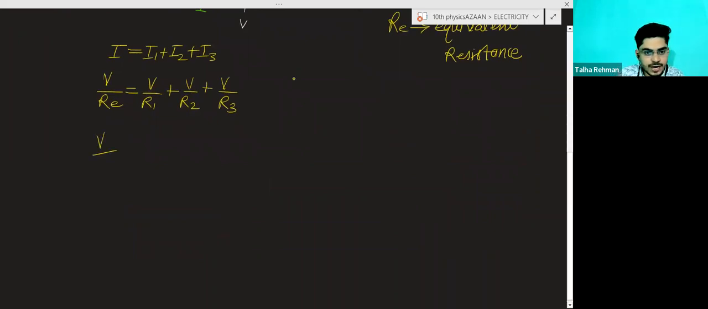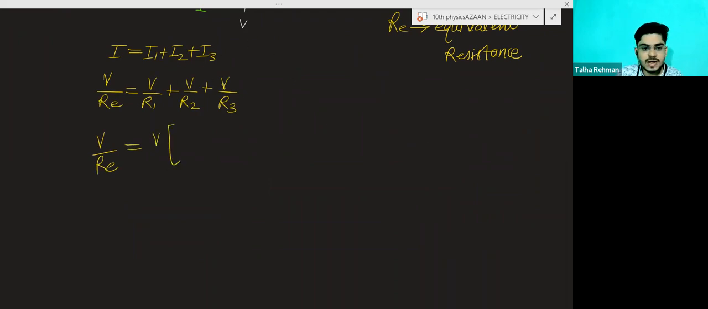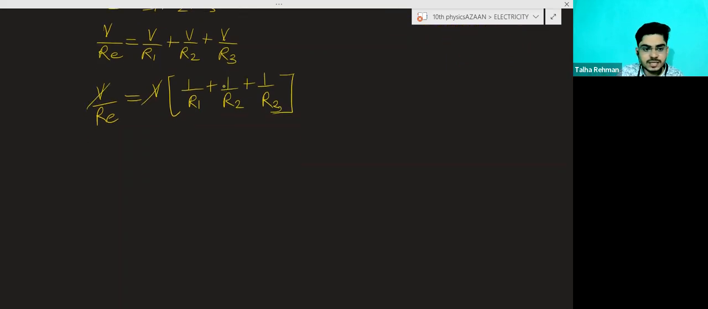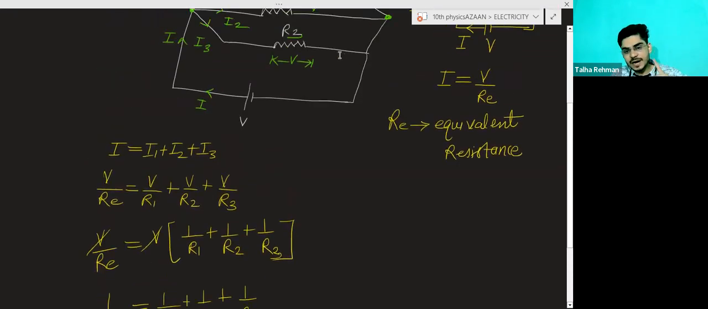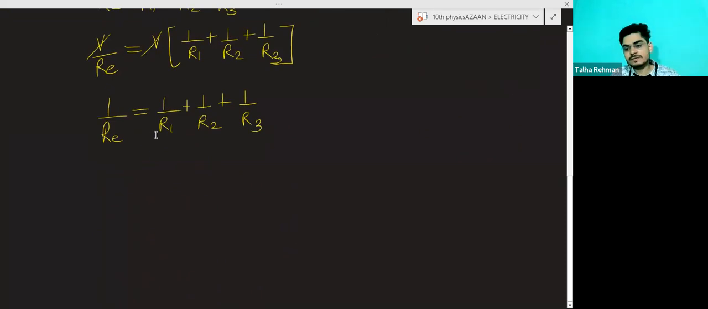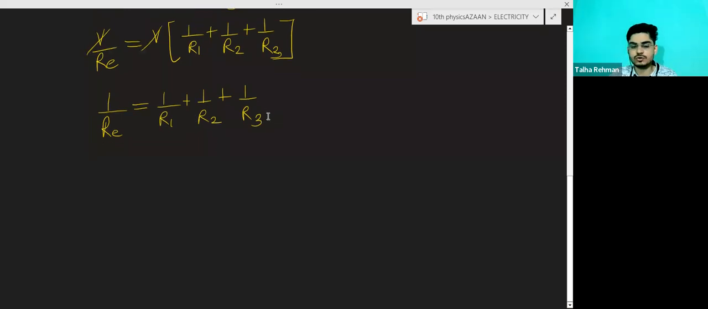Now, V by RE is equal to, taking V common from here, 1 upon R1 plus 1 upon R2 plus 1 upon R3. This V and V will be cancelled out. So equivalent resistance in parallel combination will be 1 upon RE is equal to 1 upon R1 plus 1 upon R2 plus 1 upon R3. If there are n resistances connected in parallel, then equivalent resistance is given by 1 upon R equivalent is equal to 1 upon R1 plus 1 upon R2 plus 1 upon R3 plus 1 upon R4 plus 1 upon R5 and so on.